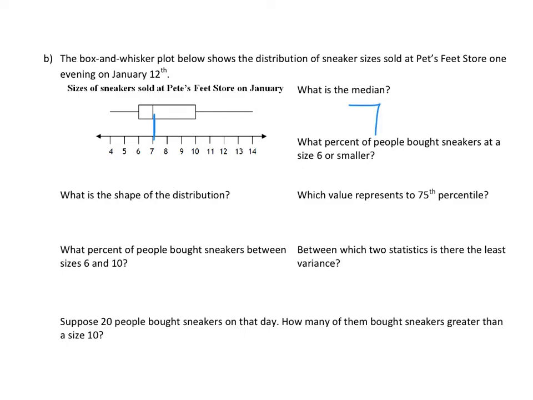What percent of people bought sneakers a size 6 or smaller? So we are looking at this section right here, which is a fourth of the data, which would be 25%. Jumping left to this question. What is the shape of the distribution? Well, the tail end is on the right-hand side, so we would say this is skewed right.